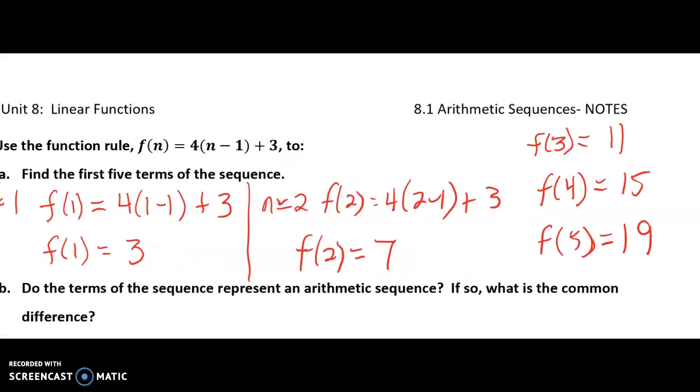Now for these 3, I did not show you all the work, but again, we are using that same function, plugging in 3 to represent the third term. So when we do that, and we do the computations on the right, we get the third term has a value of 11. The fourth term in the sequence is 15, and the fifth term in the sequence is equal to 19. Again, the way we got all this is by plugging in 3, 4, and 5 respectively in for n.